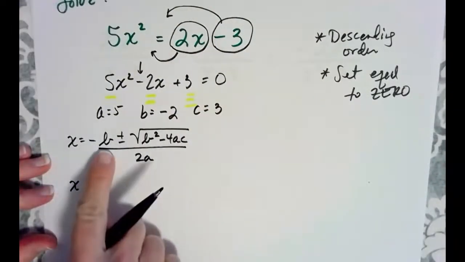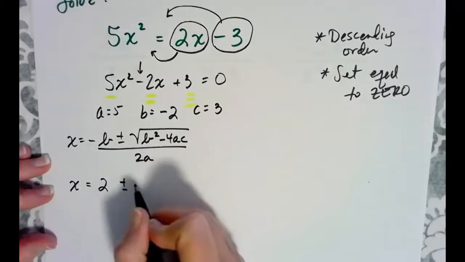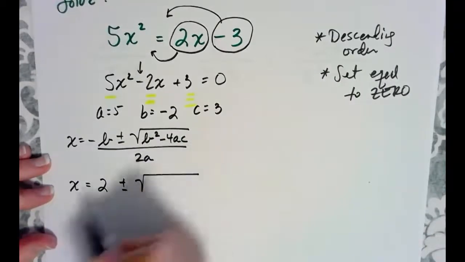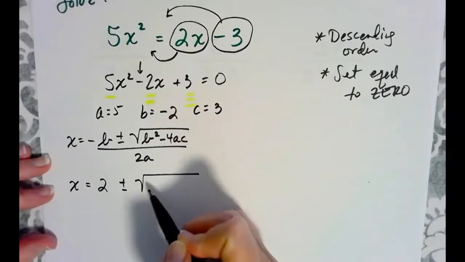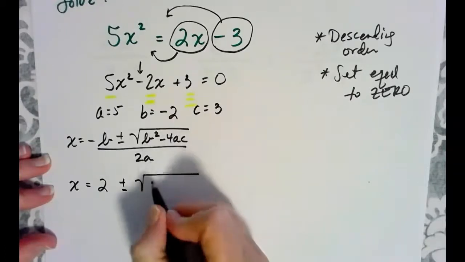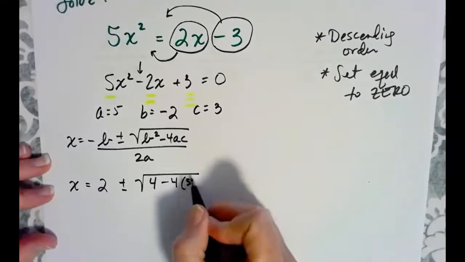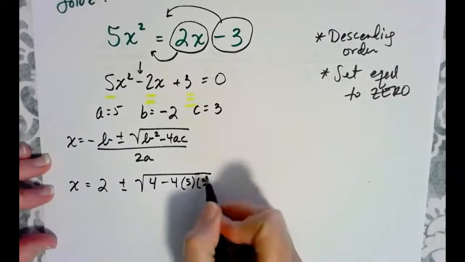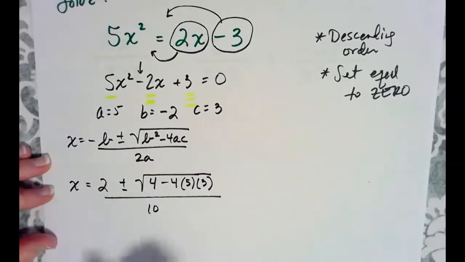X equals the opposite of B. The opposite of -2 is +2. Plus or minus B squared. Take this opportunity to square -2. There's no need to write -2 squared here. -2 squared is 4. Minus 4 times 5 times 3 all over 2 times A. 2 times 5 is 10.